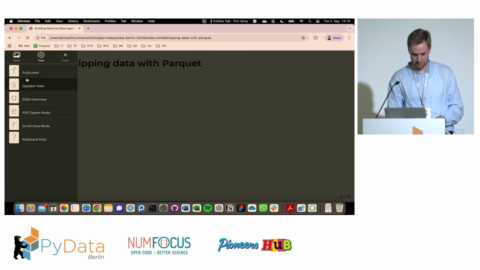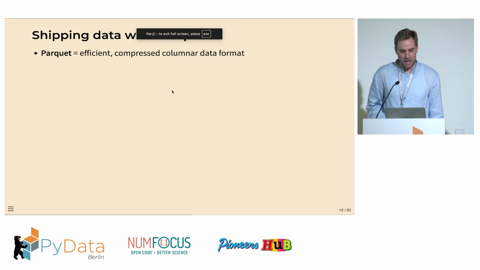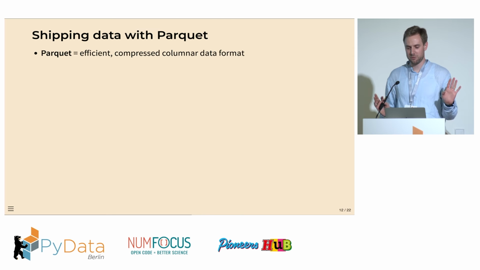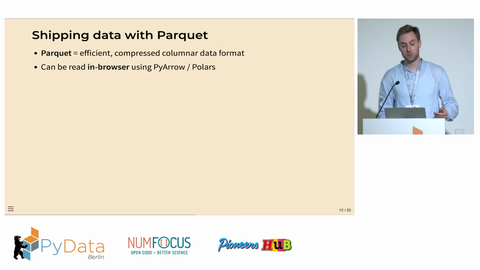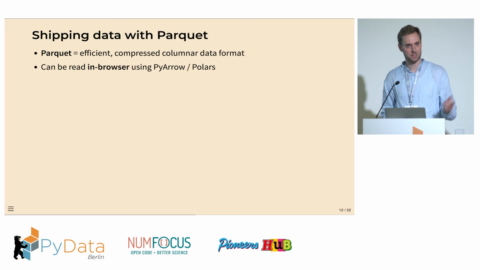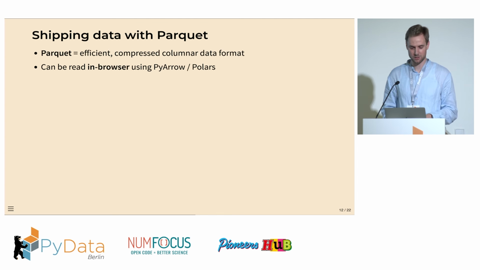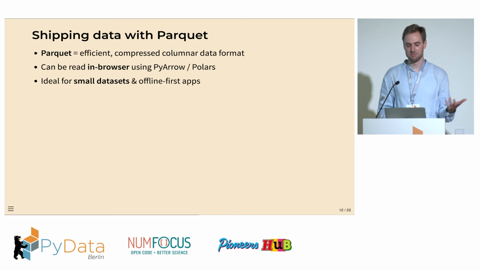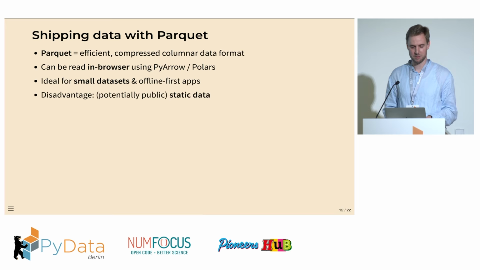Wait, let me go back to the full screen mode. And just a one-liner, Parquet, that's an efficient, compressed columnar data format, so you can store tabular data very efficiently. And you can, of course, also just read it in your browser using PyArrow or the Polars library that we've seen today in an earlier talk. And I think it's just very easy to use if you have very small data sets, just a couple of megabytes that can be downloaded with your app, or offline first apps.